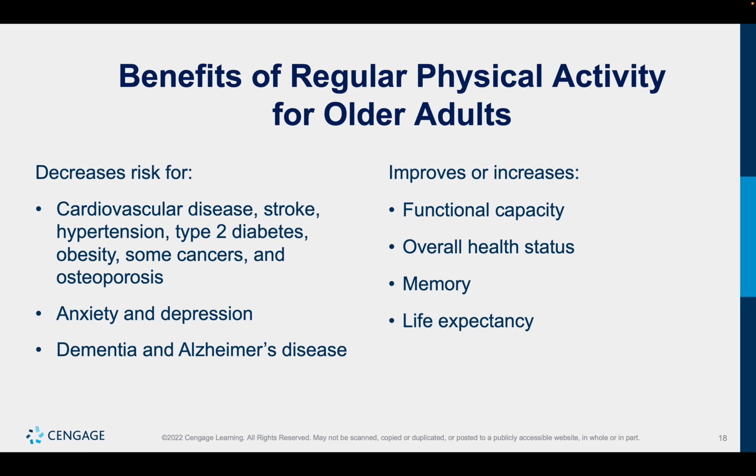Benefits of regular physical activity for older adults. Physical activity is good for anybody. It is the one medicine that you can use anytime without a prescription. Physical activity reduces the risk for cardiovascular disease, stroke, hypertension, type 2 diabetes, obesity, some cancers, and osteoporosis. So it has physical health benefits. But it also has mental health benefits by reducing anxiety and depression. It's also good to reduce dementia and Alzheimer's disease.